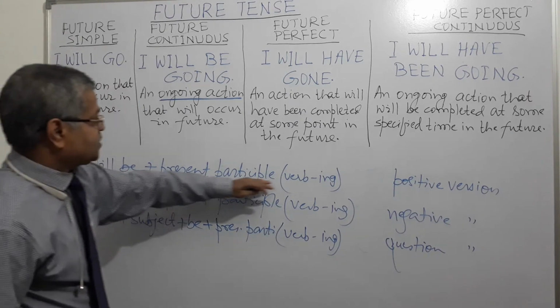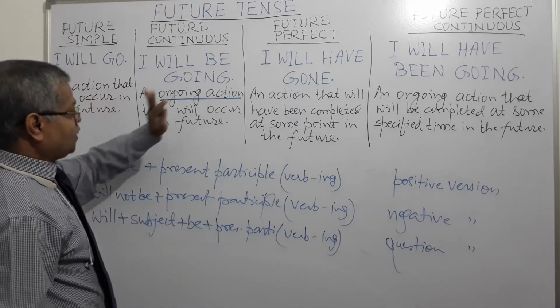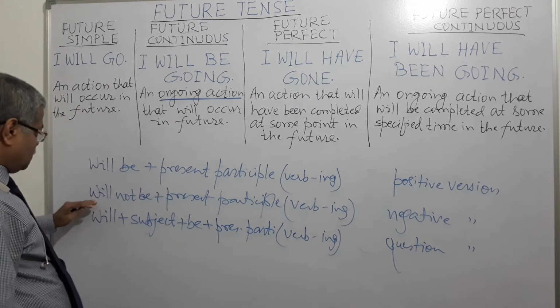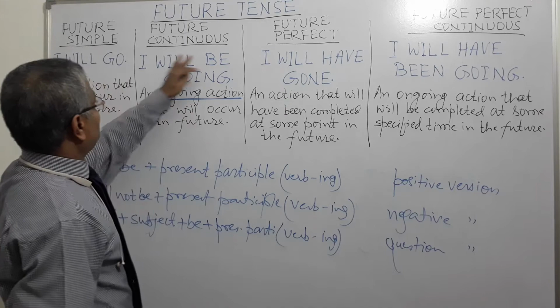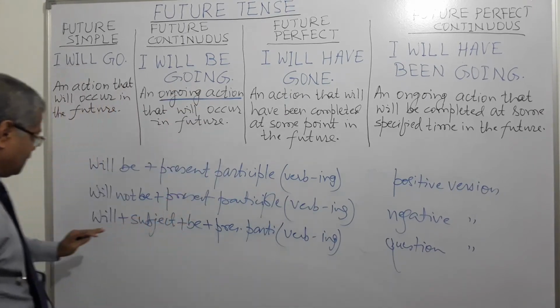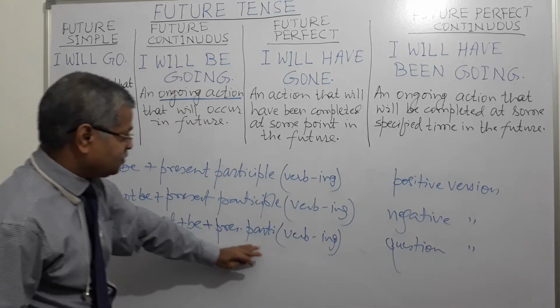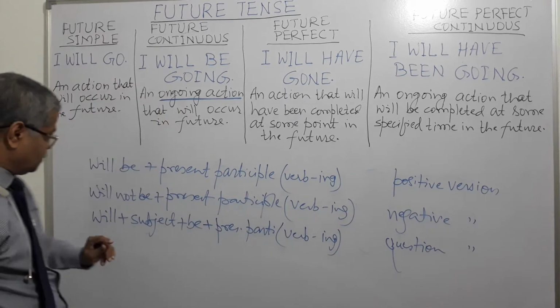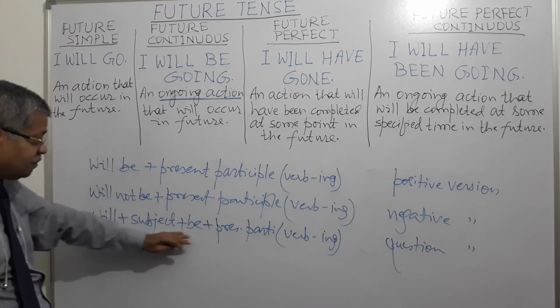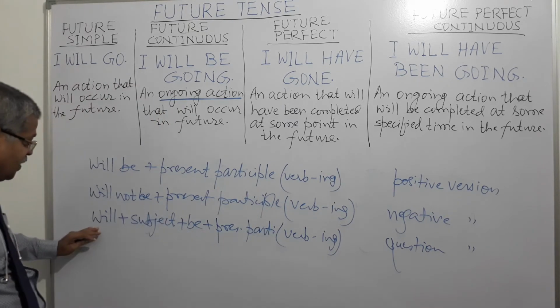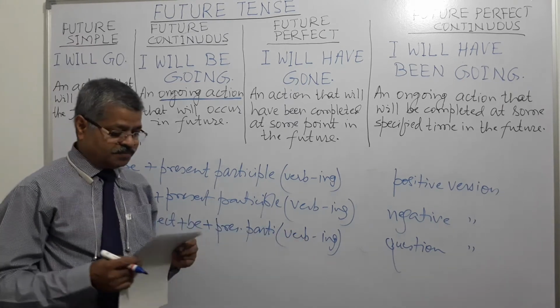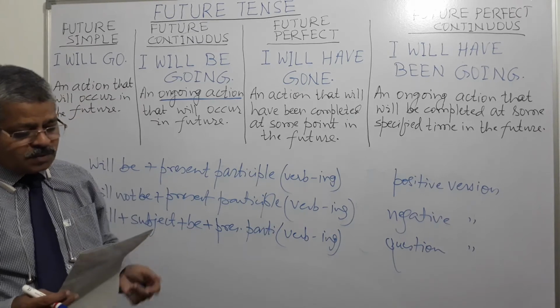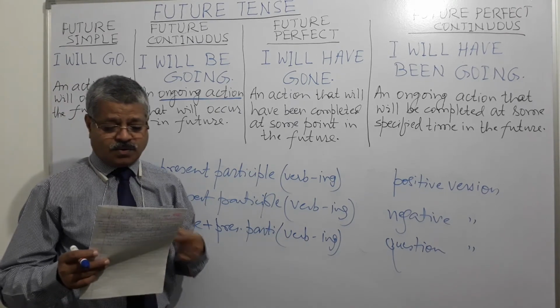Will be plus present participle, verb-ing: will be going, positive. Will not be plus present participle, verb-ing: will not be going, negative. Will subject be plus present participle: question. Will he be going? Will she be dancing? Question version, right?